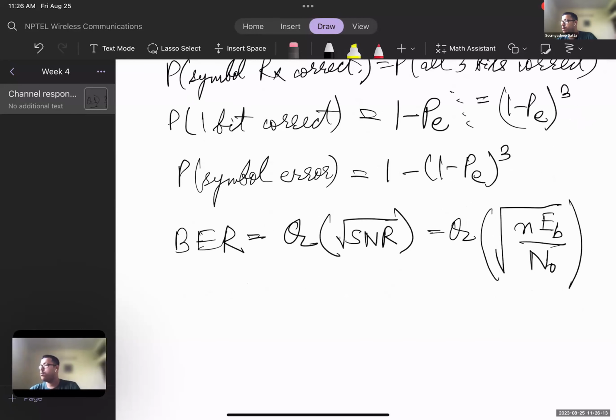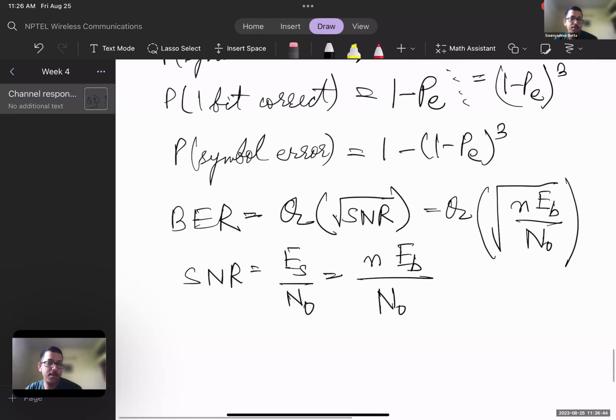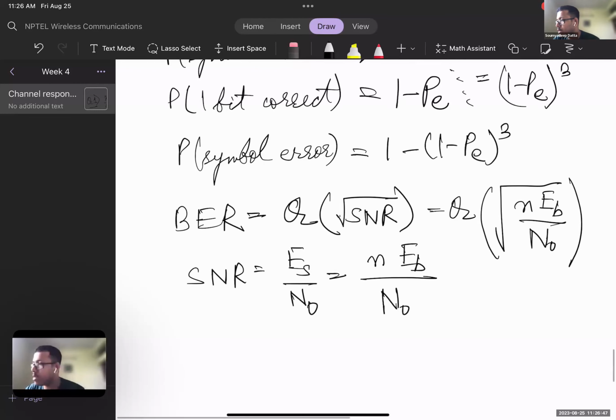Why? Because SNR is symbol energy ES by N naught. Symbol power by noise power, right? And so symbol power is nothing but the number of bits per symbol times the energy that you are applying per bit, divided by the noise power. And for an AWGN channel, I should mention this is the bit error rate for AWGN, additive white Gaussian noise channel.